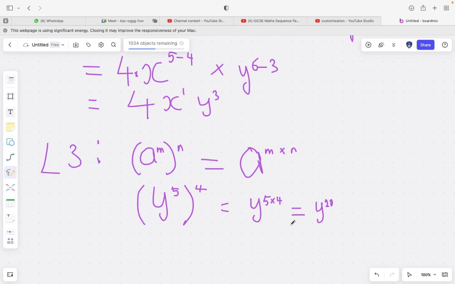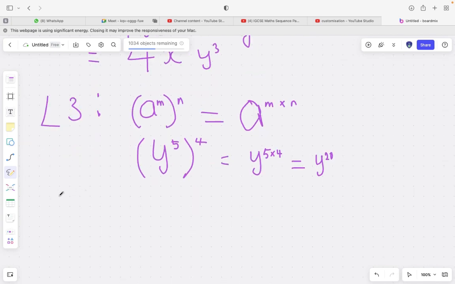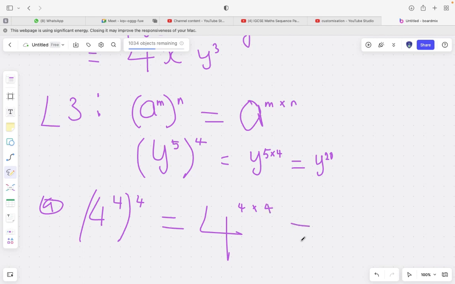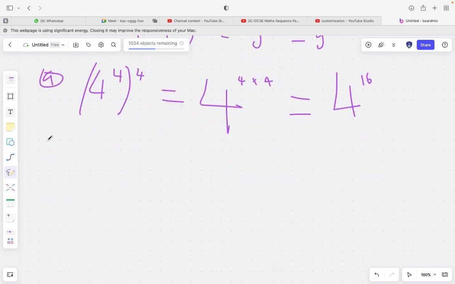Now let's look at some cases. Let's say example A. If I have 4 to the power of 4, bracket, raised to the power of 4, this will become what? We say 4 to the power of 4 times 4. This will become 4 to the power of 16, because 4 times 4 is 16.